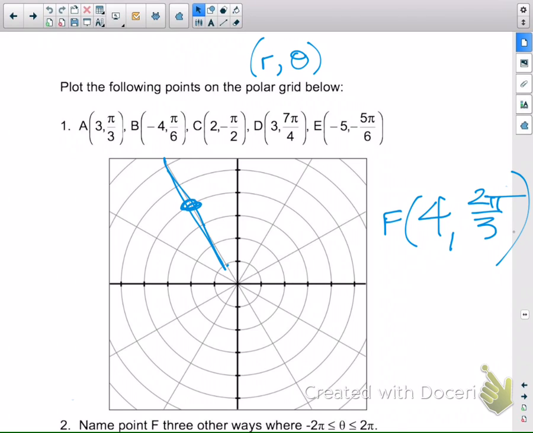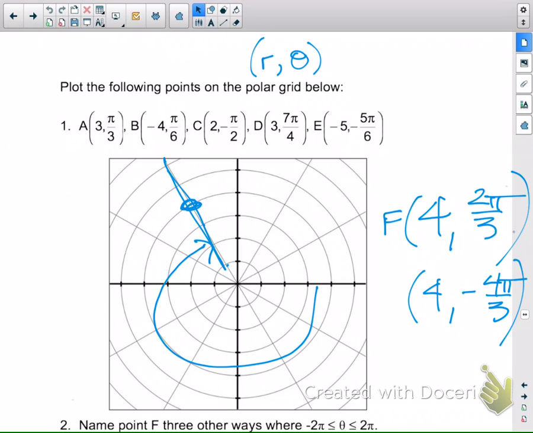All right, it says now, name point F 3 other ways where your angle is between negative 2 pi and 2 pi. So that means, for example, we got to that point by going positive 2 pi over 3. How else could I get to that same angle? Negative 4 pi over 3. So this point would be exactly the same if I gave you this right here. Right? Negative 4 pi over 3 is going 4 pi over 3 backwards and going positive 4 in that direction.